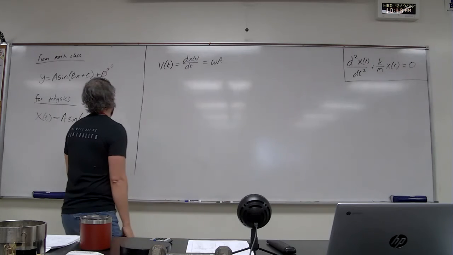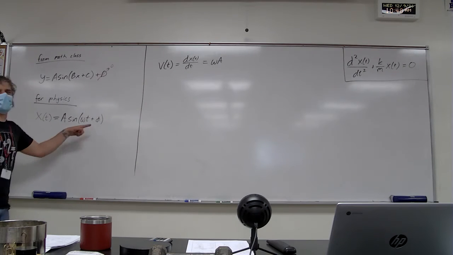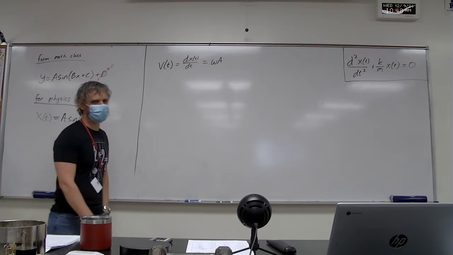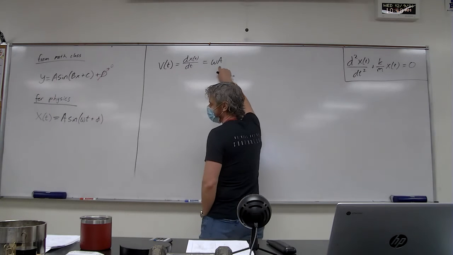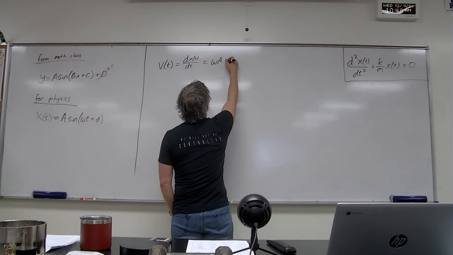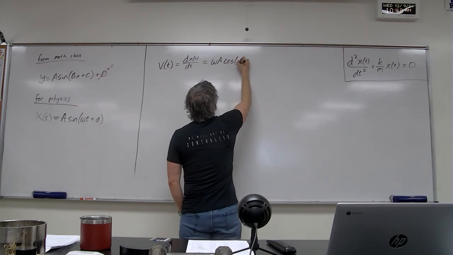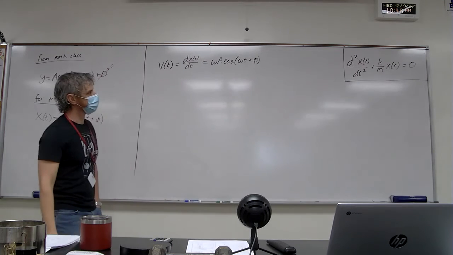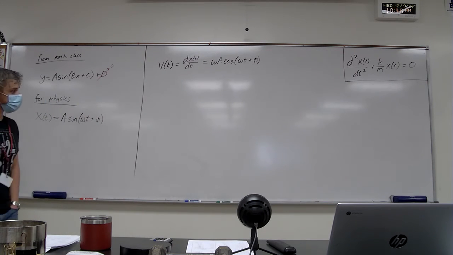Okay. So, my bad. It's A times the sine. It could be cosine, but I'm going to use sine. You can use either one. It will work. So, what's the derivative of this now? Omega A times cosine of omega t plus phi. Right? Yeah. That's the derivative, right?